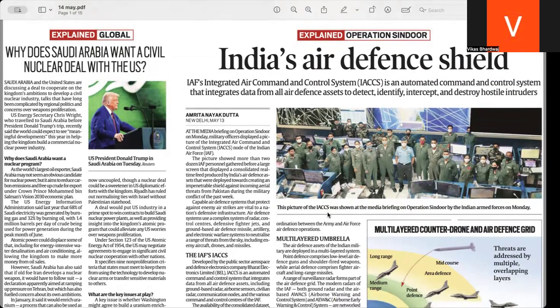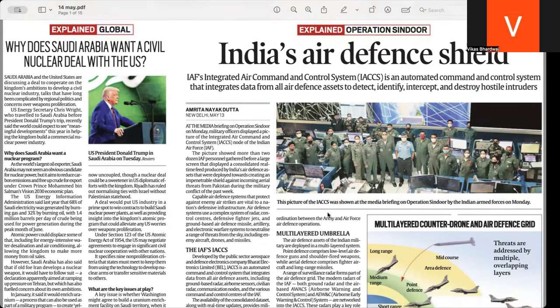First one is India's air defense shield. In the mains examination, you can always get a question: what is India's Integrated Air Command and Control System, IACCS? It is an automated command and control system that integrates data from all defense assets to detect, identify, intercept and destroy hostile intruders. This is a very important air defense system.